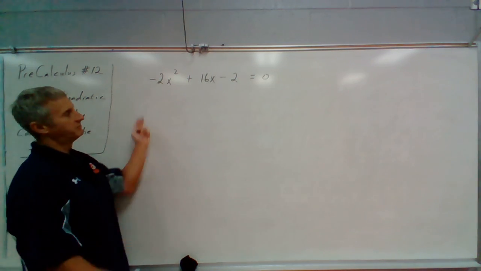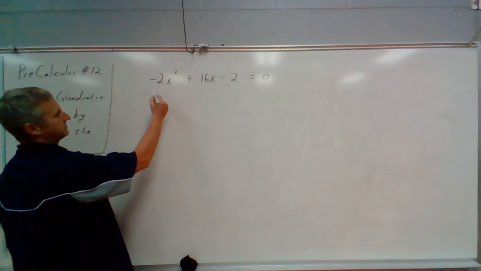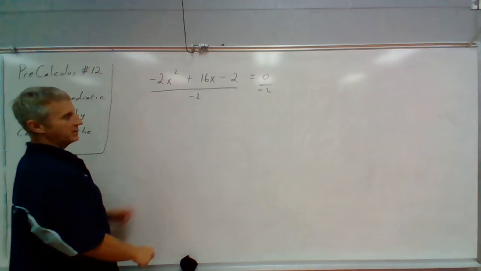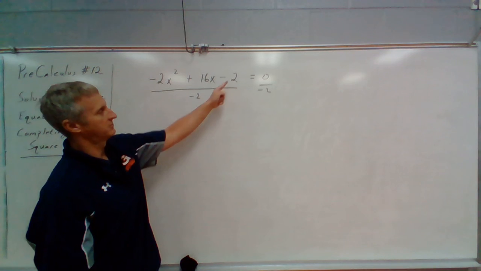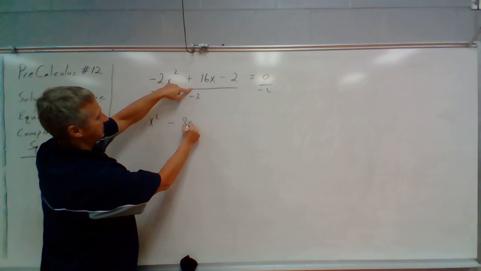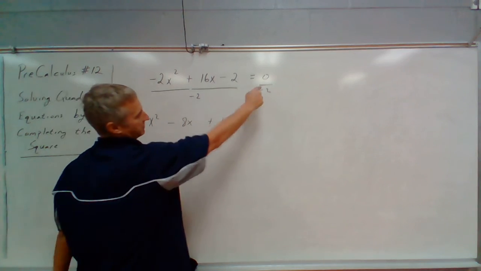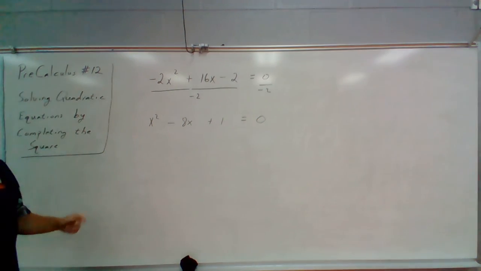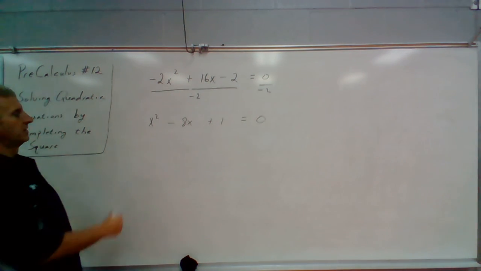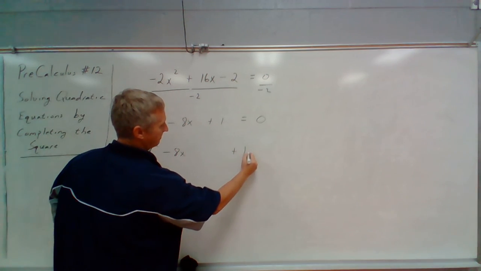Okay, so to do that, I'm going to divide both sides of the equation by negative 2. So if I divide both sides by negative 2, and remember this negative 2 has to go with each one of these terms, so I will have x squared minus 8x plus 1 equals 0 divided by negative 2 is 0. So always make your leading coefficient be 1 first. It'll make it way easier to complete the square. All right. Next step, I'll leave room for the magic show.